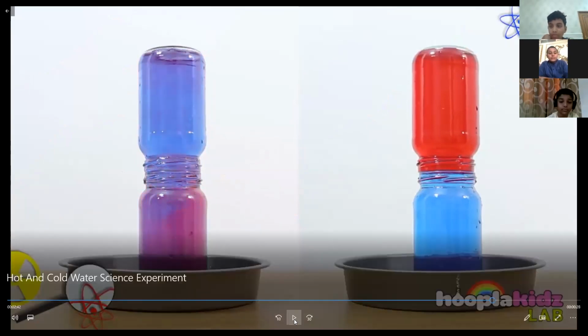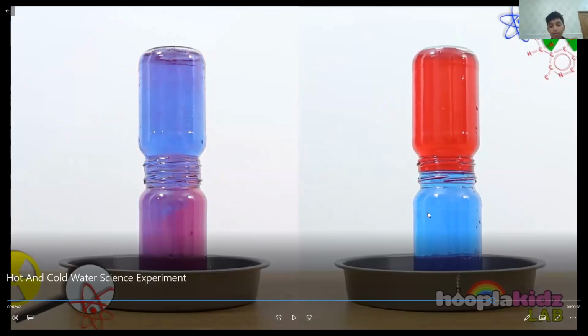Yes, can you see what's happened now? The warm water is not changing. It's not mixing with the what? With the cold water. Who can tell me why? It's not mixing because the warm water is less dense than the cold water. Okay, so let's continue.